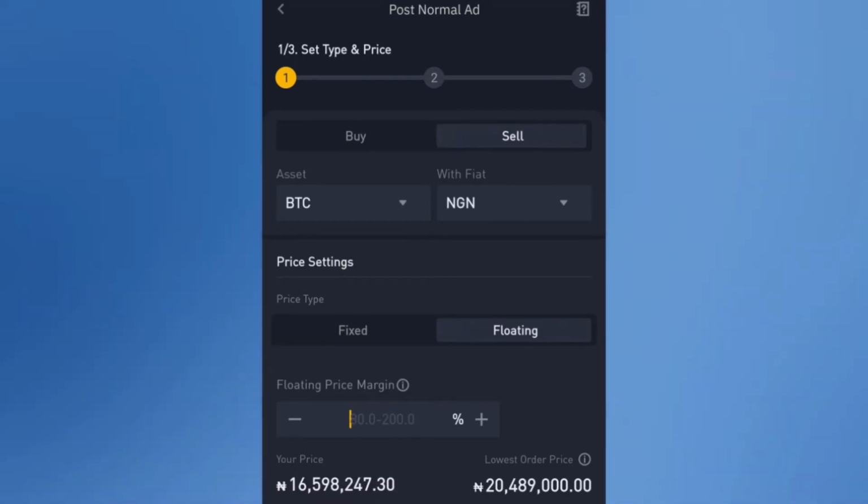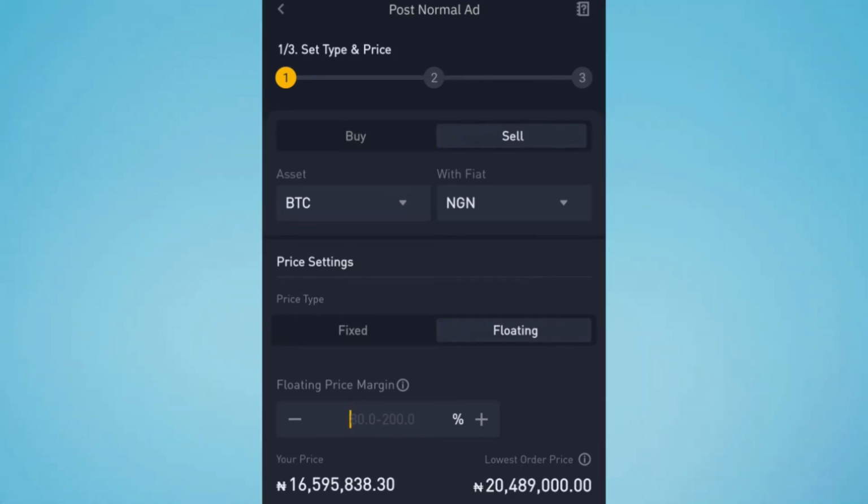Now on the right side of that, we can see the lowest order price, which means that this is the lowest that somebody on the P2P platform is selling their Bitcoin for. So it's kind of like giving you a gauge of what the market is within your country. So that's why it's showing you that price. So what we are going to be doing right now is setting our price.